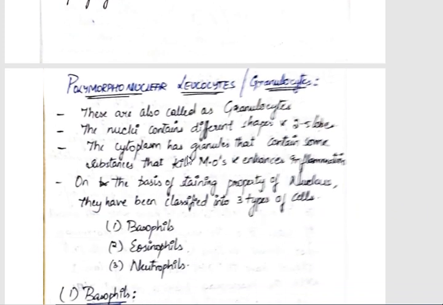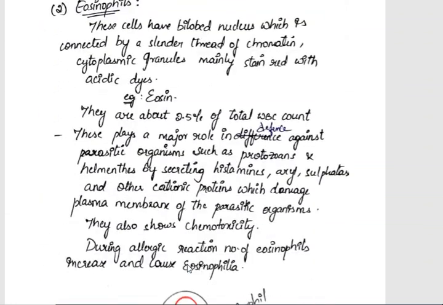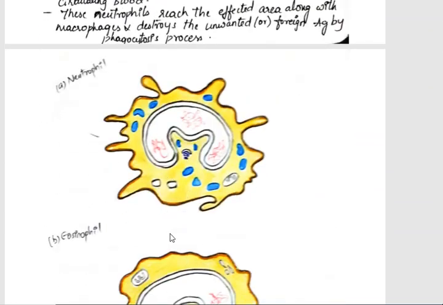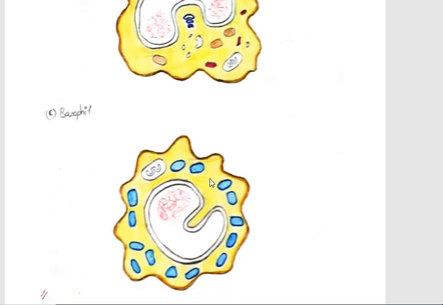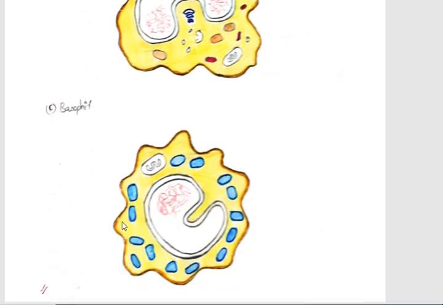On the basis of cytoplasmic granule staining, these are classified into 3 types. The first one is basophil, then eosinophil, and then neutrophil. You can look at these pictures to get a clear idea about the structure of these cells. This is a neutrophil structure, this is an eosinophil structure, and this is a basophil structure. So let's start with the basophil.